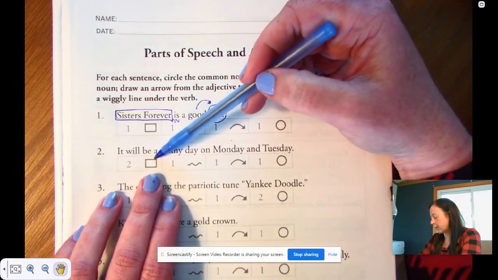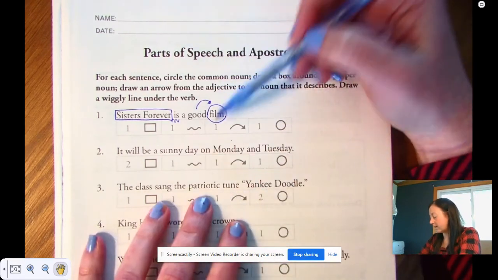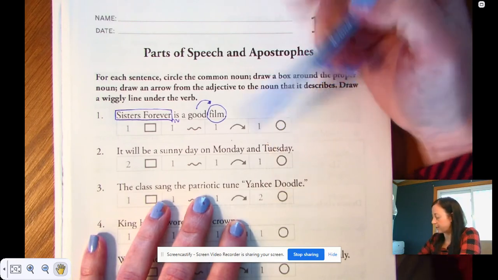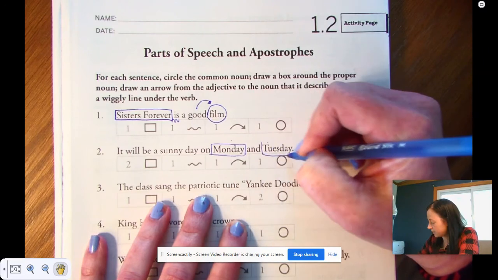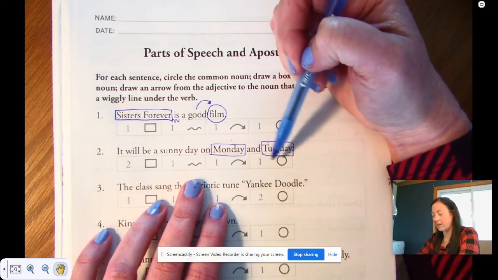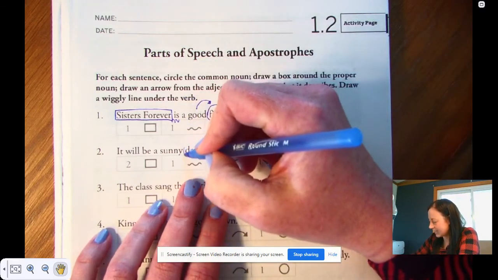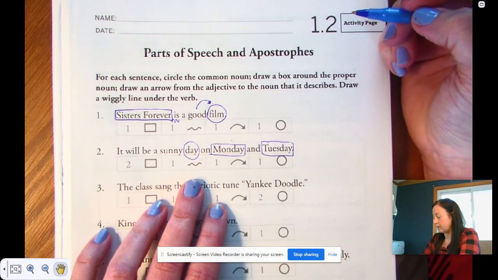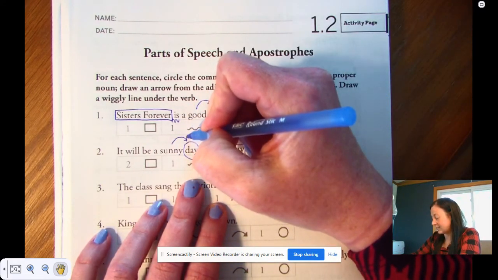So we're looking for 2 proper nouns, 1 verb, 1 adjective, and 1 common noun. Well, I already see 2 capital letters, so that's a giveaway. I know Monday and Tuesday are proper nouns. I'm going to square those. They're the name of days of the week. Then I'm going to look for another noun because nouns just are easier for me. And I see the word day. Day is a noun. Well, I also see a word next to that that's telling me what kind of day it is. It's a sunny day.